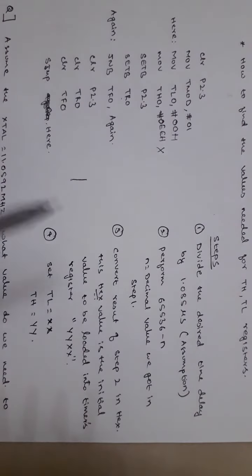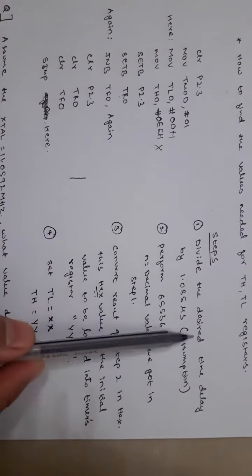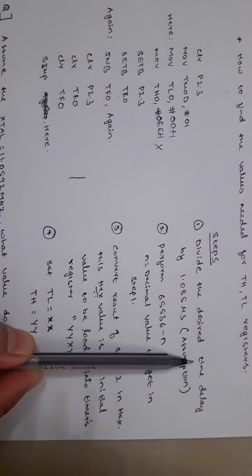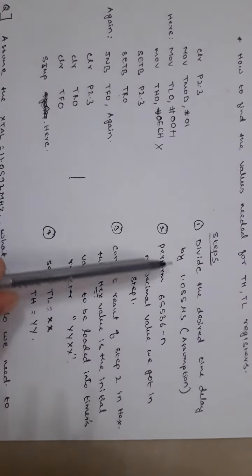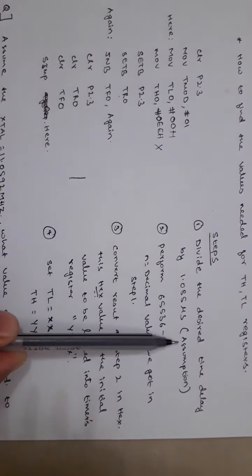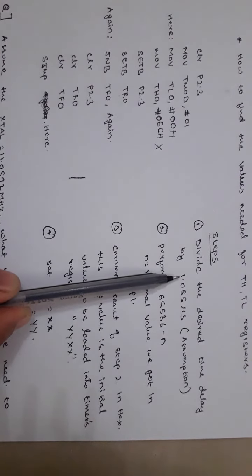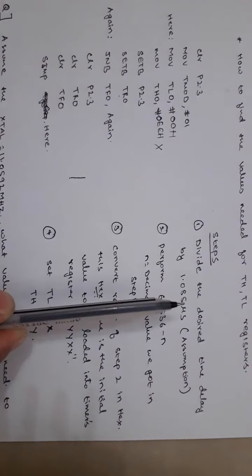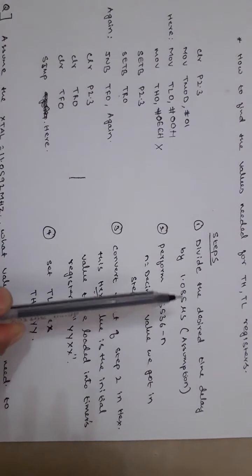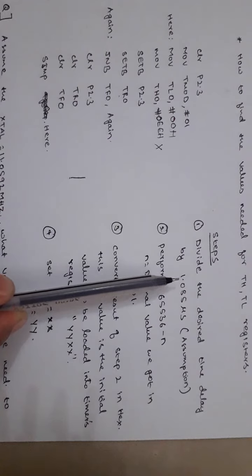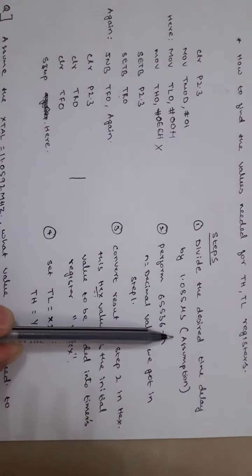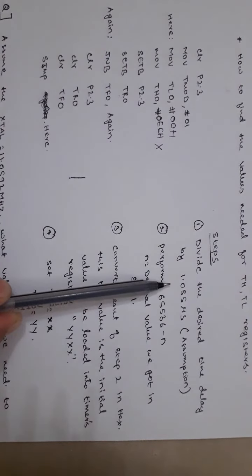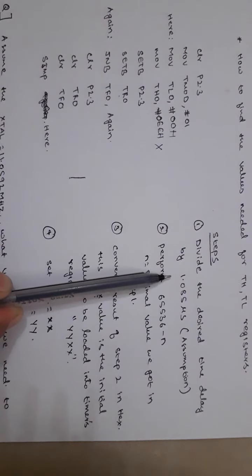So how will we do it? Steps. First, divide the desired time delay, which we will know, by 1.085 microseconds. This is just an assumption for an 11.0592 megahertz crystal frequency. So we get these clock pulses. In a question they might ask 22 megahertz, where it would be 0.546 microseconds. For our sake, we are considering that the external frequency is 11.0592 megahertz. For that, we calculated 1/12 of 11.0592 megahertz as 1.085 microseconds.